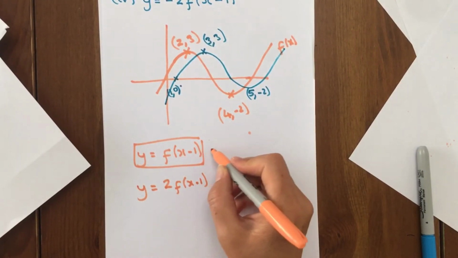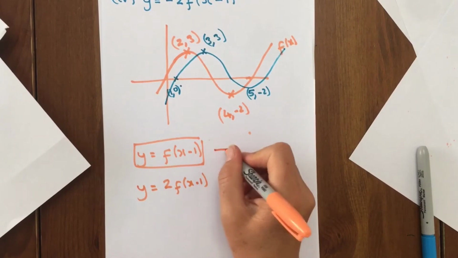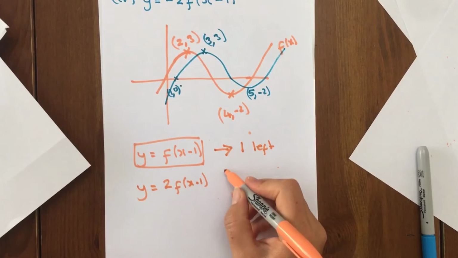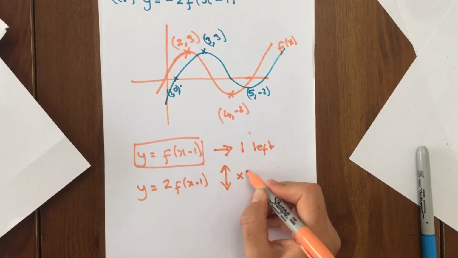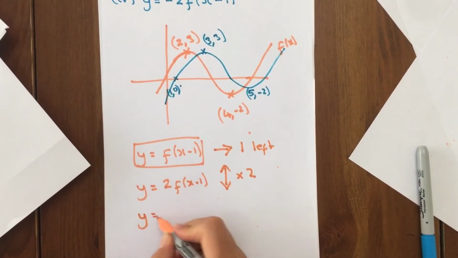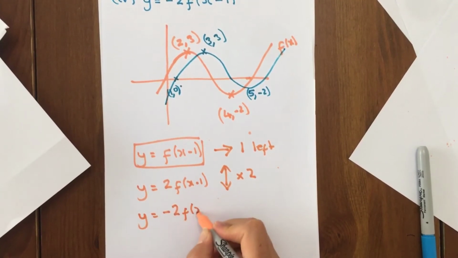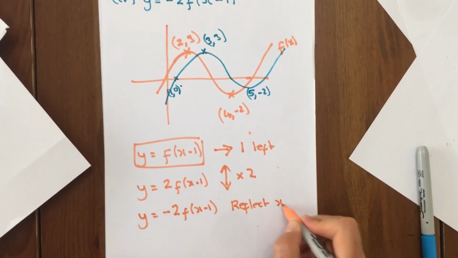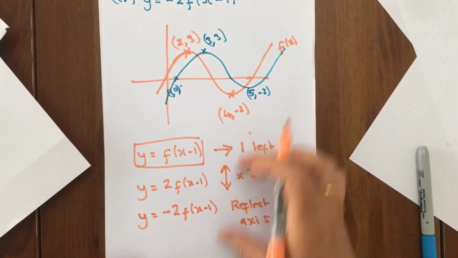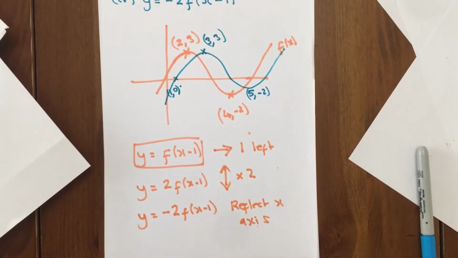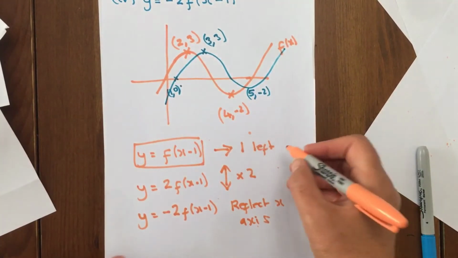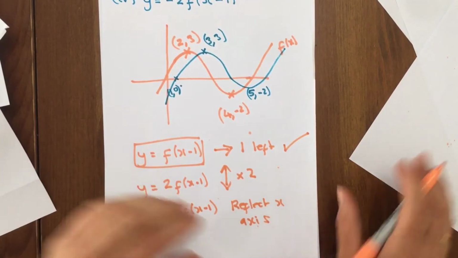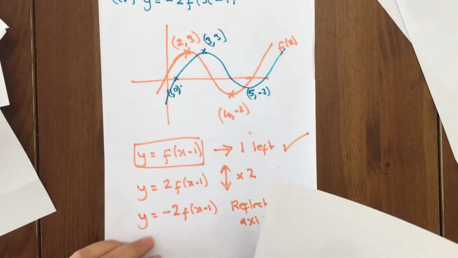This one, I move the whole graph 1 to the left. Then I'm going to stretch it by a scale factor of 2 vertically. And then the negative sign in front of all of it means I reflect it about the x-axis. So it's useful to think of the different steps that you've got. So I've done the first step. Now I'm going to stretch everything by a scale factor of 2 vertically.